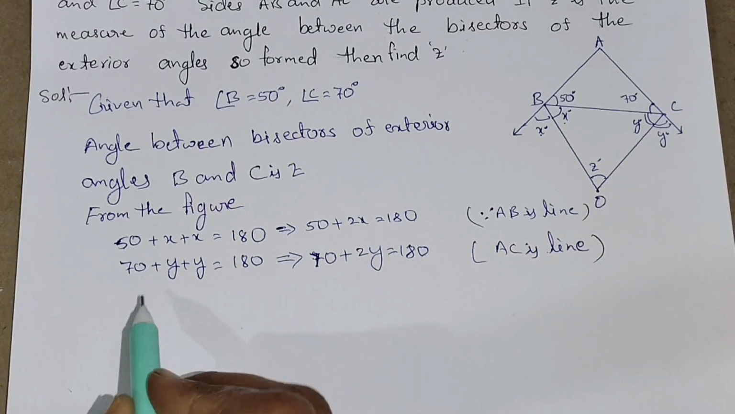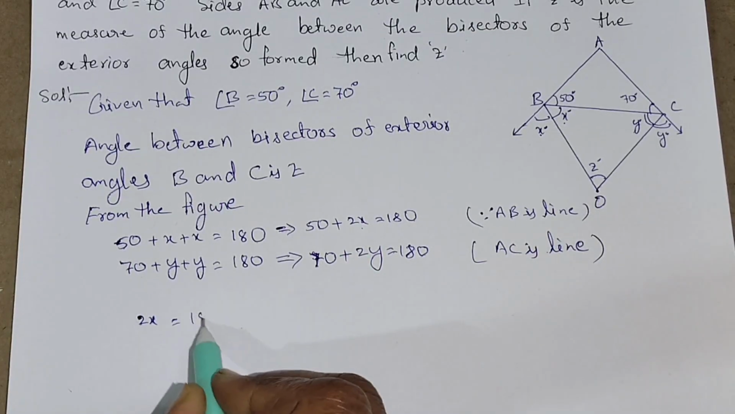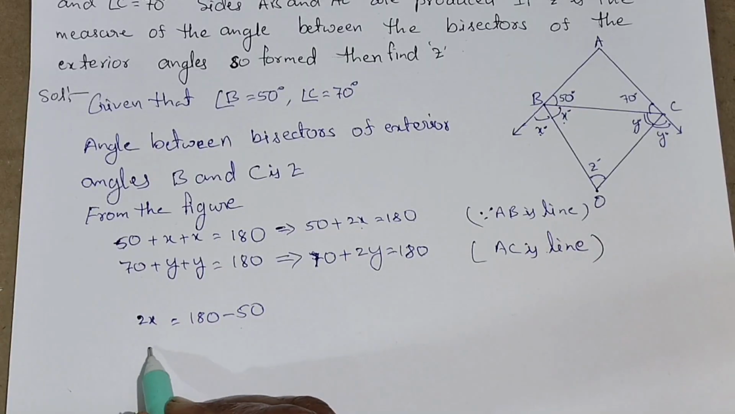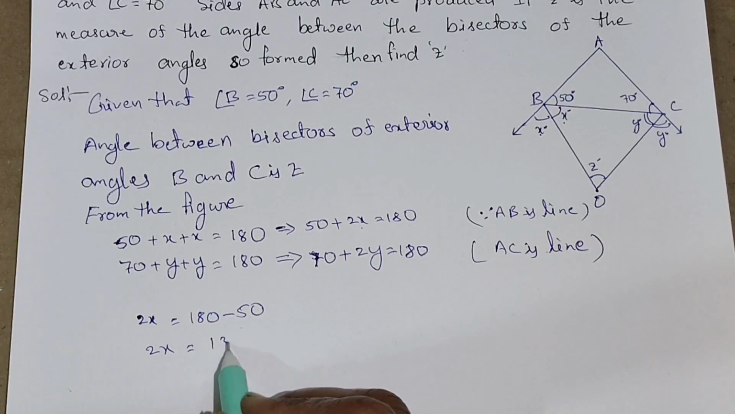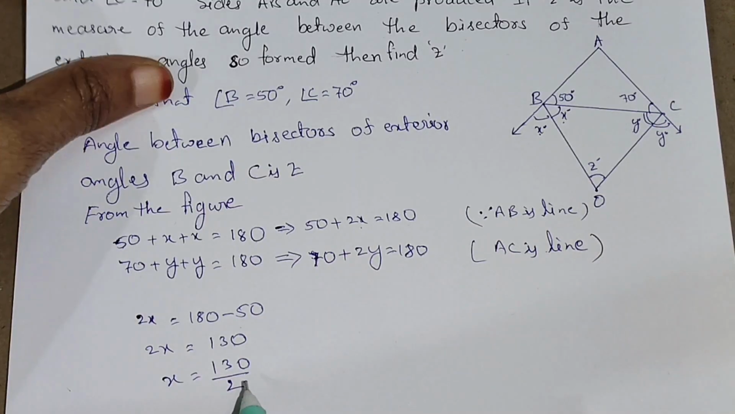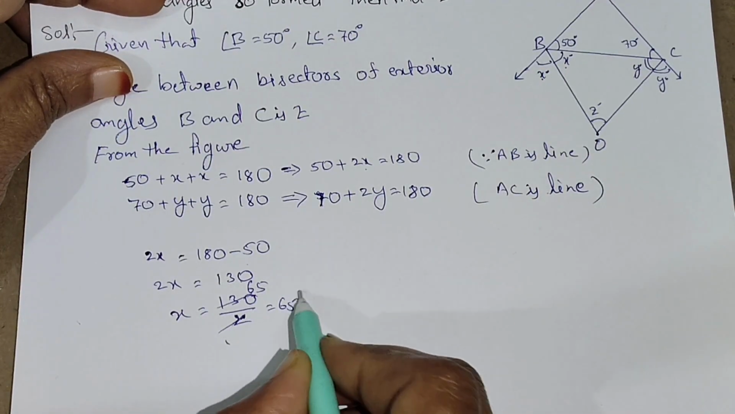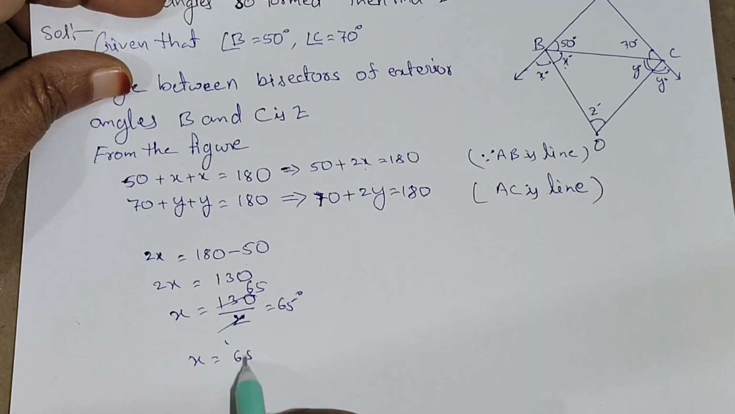So now first we find the x value. Here we write 2x equals 180 minus 50. 2x equals 130, which means x equals 130 by 2. 130 by 2 is 65. X equals 65 degrees.